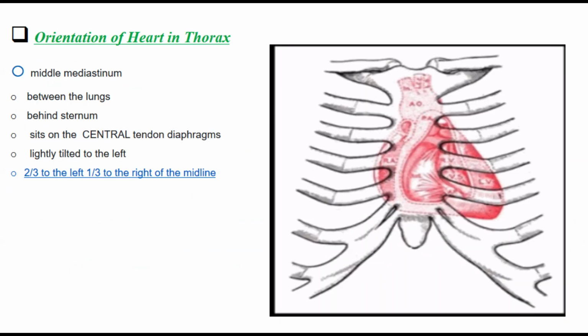The heart lies in the middle mediastinum, between the lungs, behind the sternum. It sits on the central tendon of the diaphragm, slightly tilted to the left. About 2/3 of the heart lies to the left of the midline and 1/3 to the right of the midline. So, a major part of the right ventricle is anterior to the left ventricle.